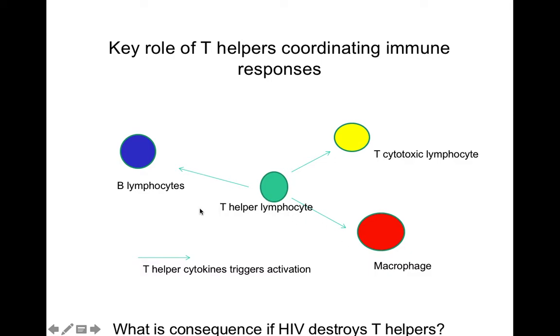So what I'd like to do just in the overview is to just walk you through what are the consequences of T helper cytokines activating B lymphocytes. Again, you guys, we just want to stress, why are these T helpers so crucial, right, to our adaptive immune responses? So with B lymphocytes, we already mentioned that B lymphocytes are going to make antibodies, right?